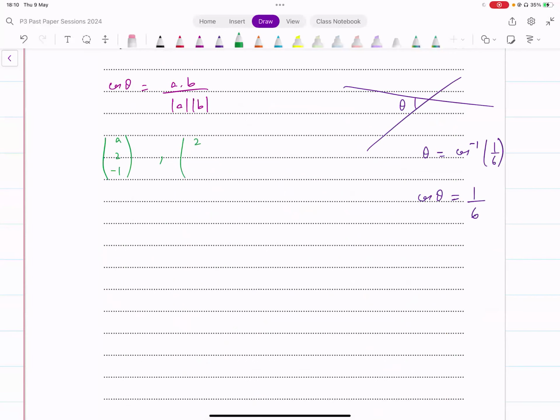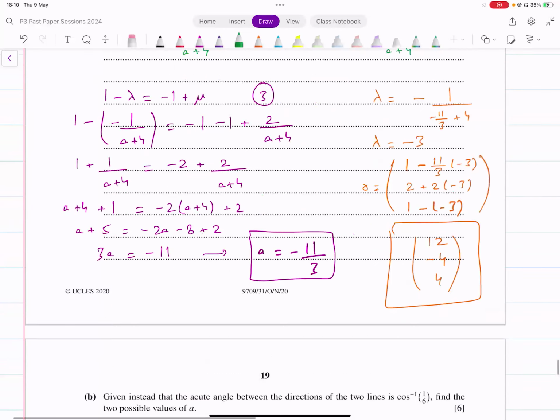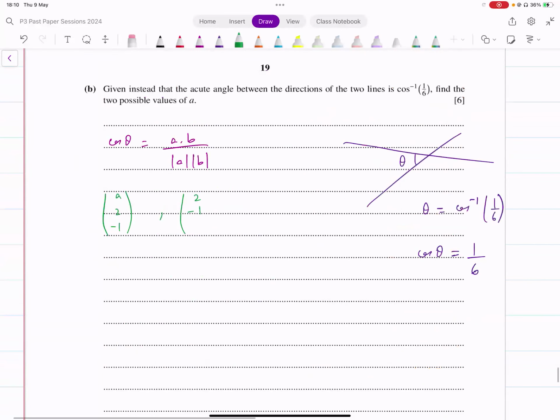2, -1 and 1. What's their dot product? a into 2, that's 2a. 2 into -1, that's -2. -1 into 1, that's -1. The dot product is 2a minus 3.